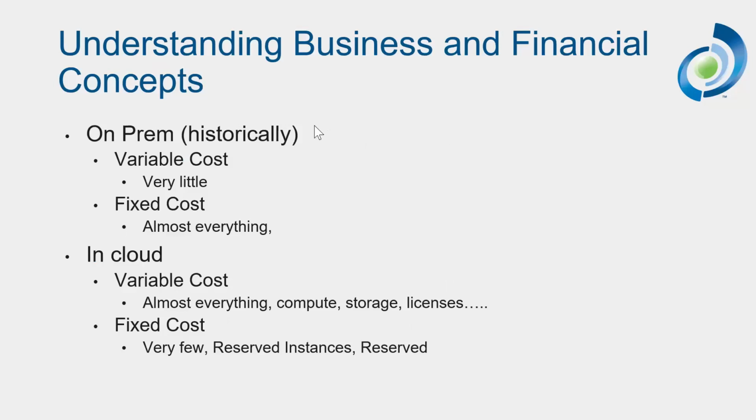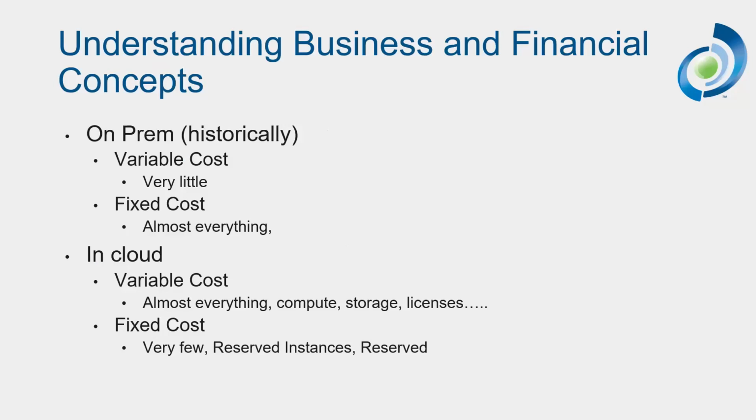Okay, so a few more words that we're going to talk about here, and we need to be able to speak to these and learn how to use these: on-prem. Historically, on-prem is very little variable cost, almost everything is fixed cost. If you have your data center, there are very few things that are variable cost. Everything was a fixed cost. You bought the machines, you paid for the building, and you put them in. But in the cloud, it switches.